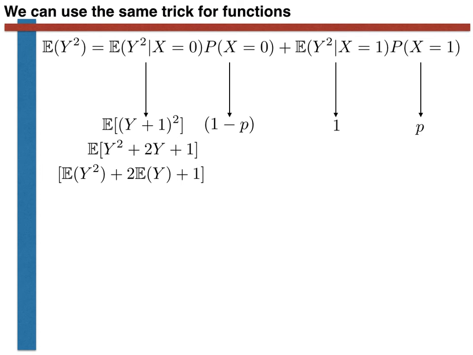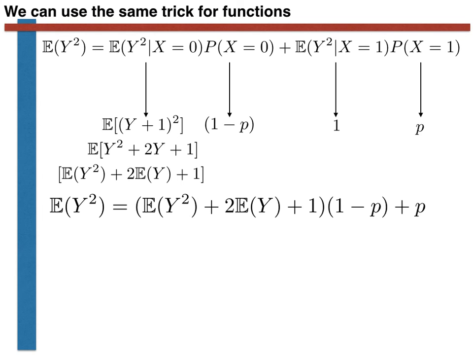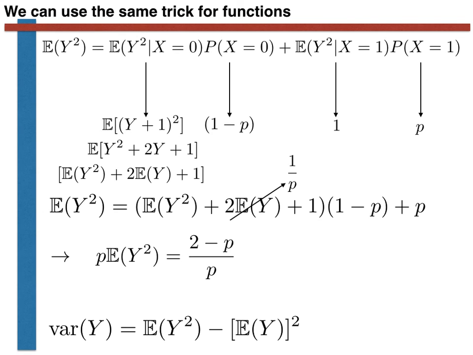Substituting all this into the top equation and replacing all instances of the expectation of Y with the value 1 over p that we determined on the previous slide, we can then rearrange, cancel terms, and arrive at the following expression. When this result and the result from the previous slide are substituted into the definition of the variance, we thus get the variance of Y is equal to 1 minus p over p squared.